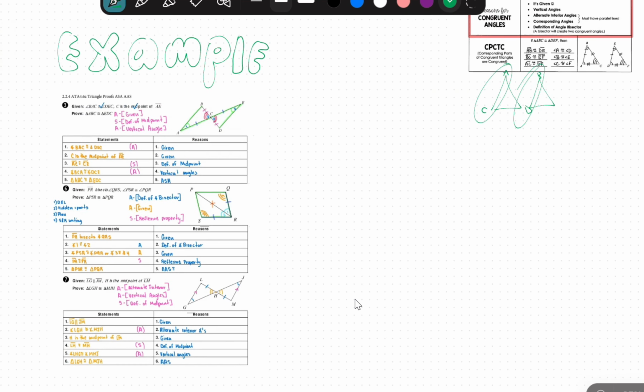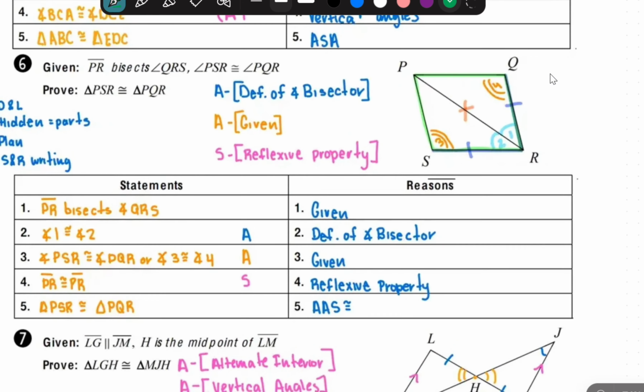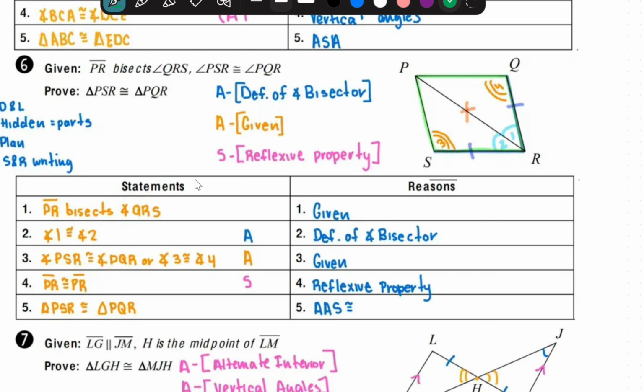Yeah. Now, here is like an example of a proof. We're going to walk right through it. I'm just going to explain to you the thought process behind it. So, for 6, it is given. Segment PR bisects angle QRS, angle PSR. Wait, this is separate. Sorry. And then angle PSR is congruent to PQR.